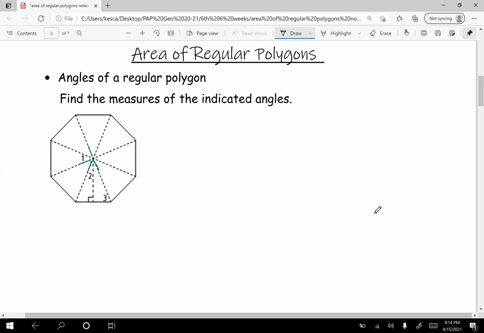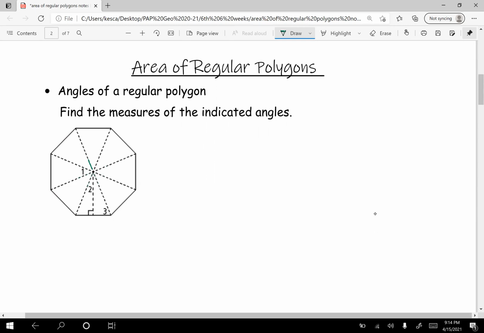So for our example here, we have 1, 2, 3, 4, 5, 6, 7, 8. So to find angle 1, we're going to do 360 divided by 8. 360 divided by 8 is going to be 45. So angle 1 is 45 degrees. So at the top of all of these little triangles is 45.